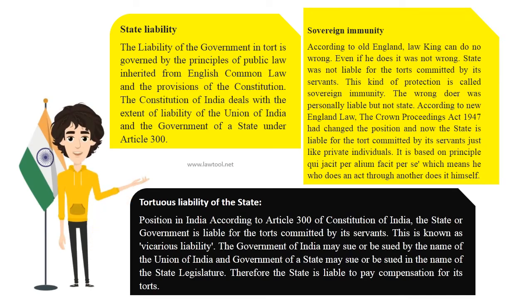Today's topic is liability of the government. Synopsis: 1. State liability. 2. Sovereign immunity. 3. Tortious liability of the state, position in India. 4. Important cases.